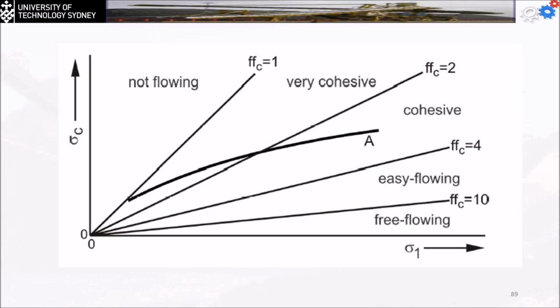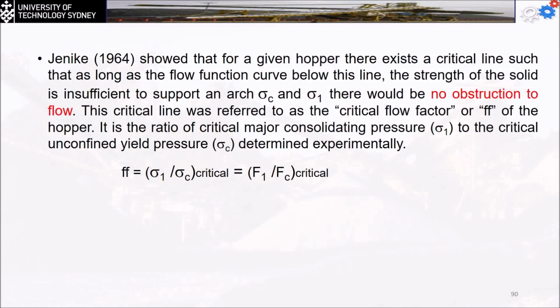So Jenike showed that for a given hopper, there is a critical line such that as long as the flow function curve is below this line, the strength of the solid is going to be insufficient to support the arc. So if there's no arc, the material will start to flow. So the sigma c and the sigma 1 will be no obstruction to the flow.